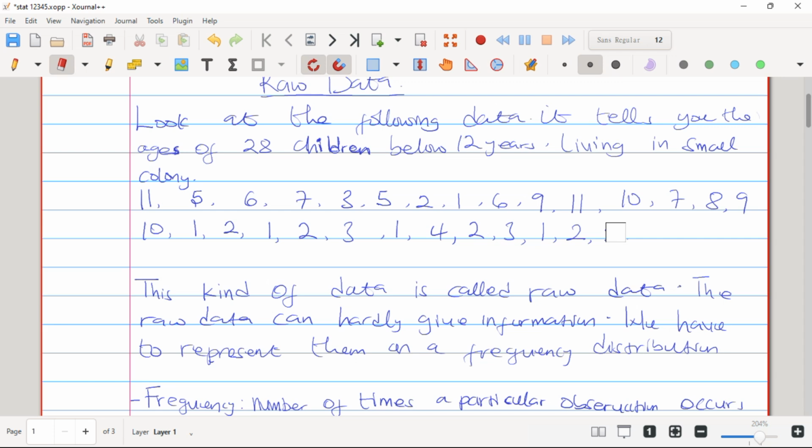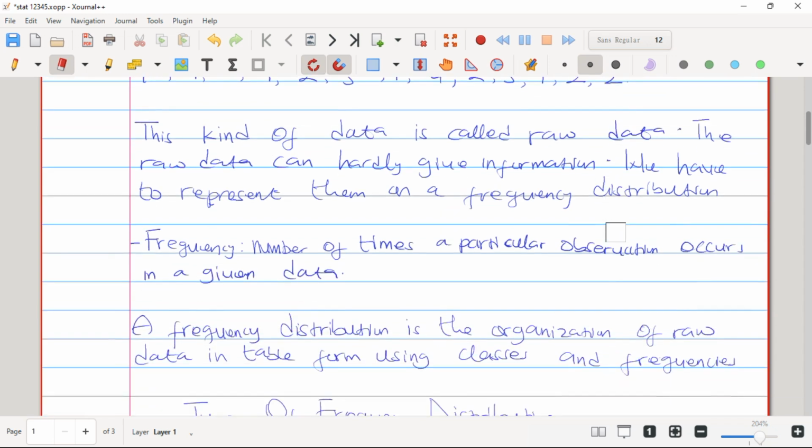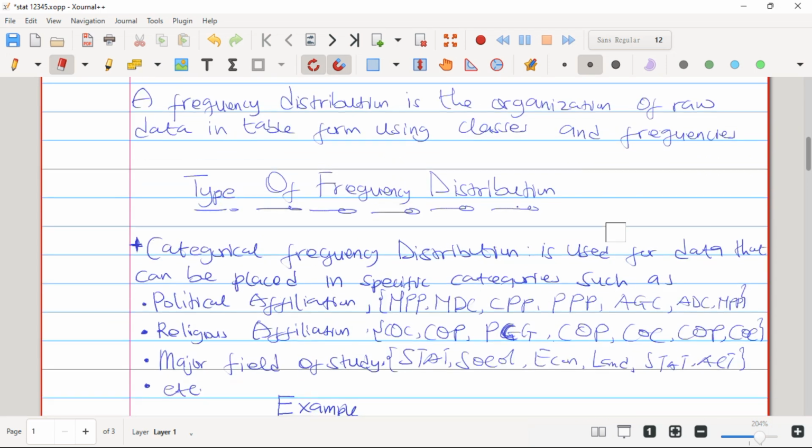So if you see this kind of data in your books, internet, on any software or device, this form of data is called raw data. And raw data can hardly give information. So what we usually do for raw data is that we represent this raw data in what we call frequency distributions, right? So what is meant by frequency distribution?